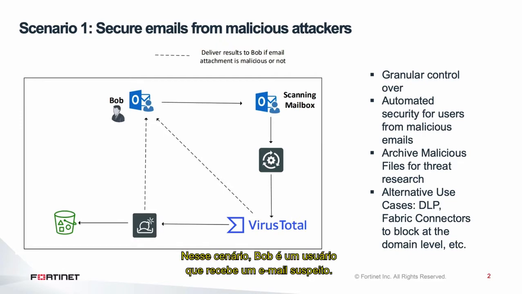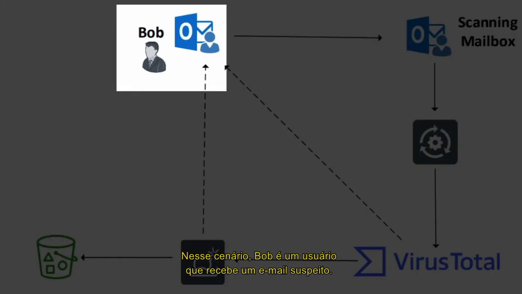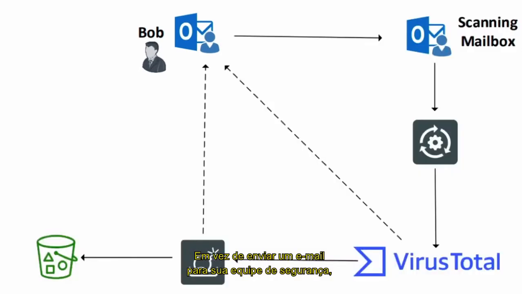This scenario will be looking at customers wanting to automate security for emails. In this scenario, we have a user, Bob, who received a suspicious looking email. Instead of emailing Bob's security team, he can forward the suspicious email to a central mailbox, where the email can be scanned for malicious contents.